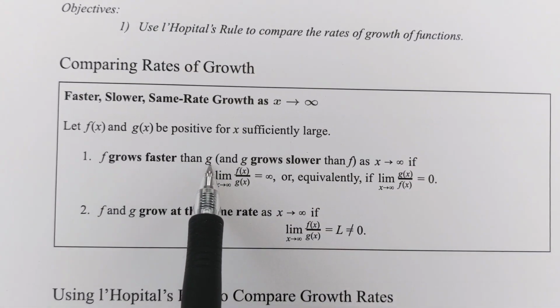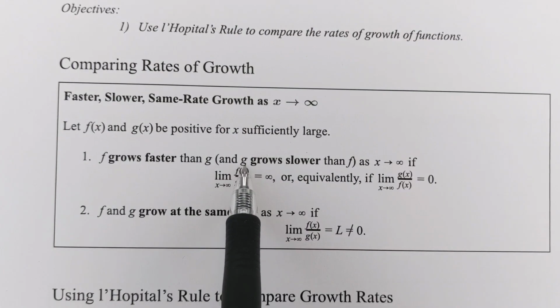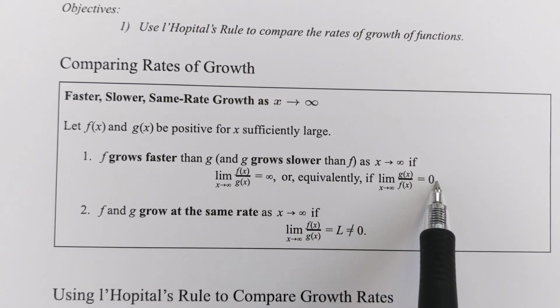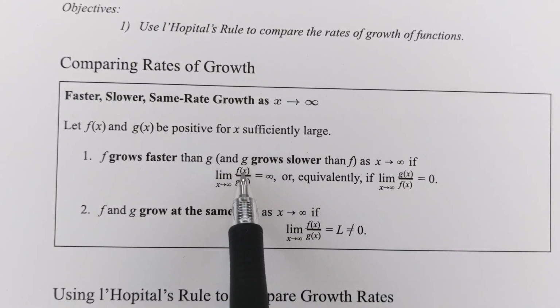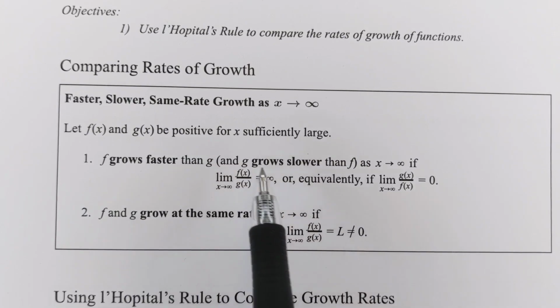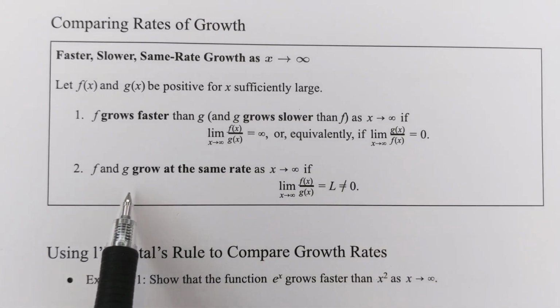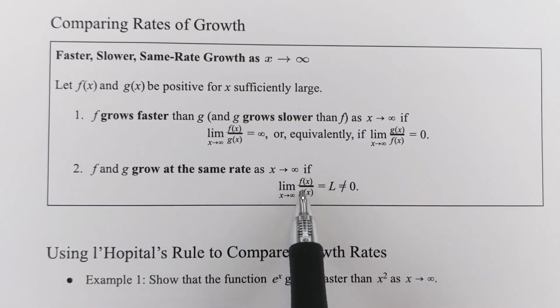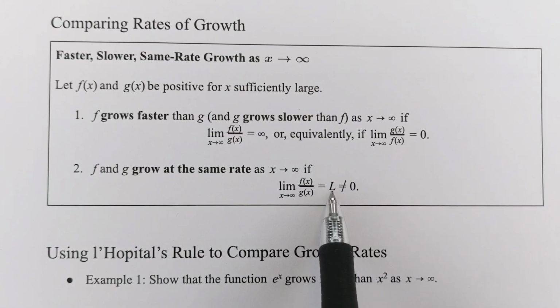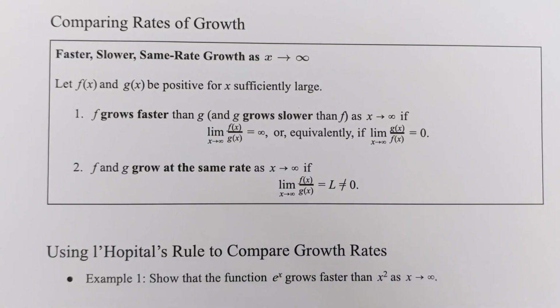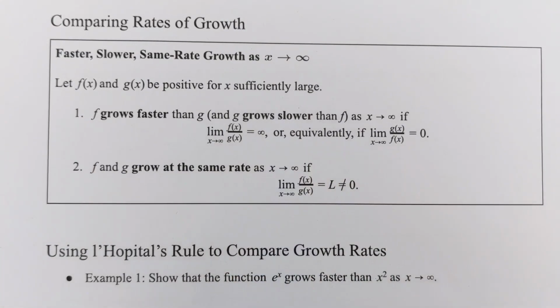f grows faster than g, or vice versa, g grows slower than f as x approaches infinity, if the limit of f over g is infinity or g over f is 0. So if you get infinity, that means the top one grows faster. If you get 0, it means the bottom function grows faster. They grow at the same rate if, when you do the limit, you get some number L that's not 0. So any other value except 0 will be positive because we're going positive here.